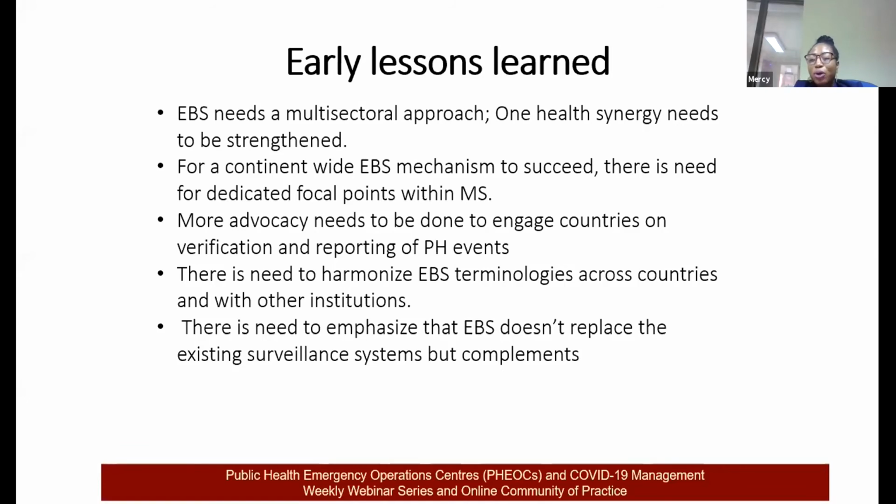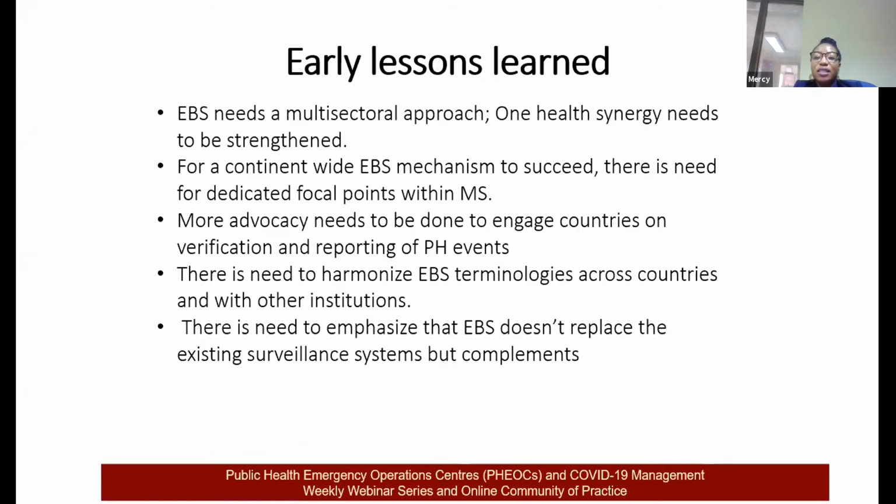Sometimes we know events are a little bit political to confirm, so sometimes you're like between a rock and a hard place, to get verified information. It's really tough. There is need to harmonize EBS terminologies across countries and with other institutions. I remember the last meeting that we had with other partners. There was this controversy or discrepancy between rumors, signals, and all that. People were like, okay, what's the difference between an event? What's the difference between an alert? And different countries will call it differently.